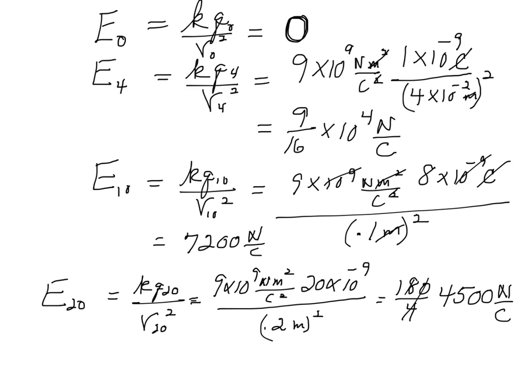Similarly for the E20, the 10 to the 9th, 10 to the minus 9 cancel. You have 9 times 20, that's 180, over 0.2 squared, that's 0.04, or 180 over 4, you can do that. Divide by 2, 90, divide by 2 again, 45. 45, this is squared, times 100, so 4,500. Again, see the units. I didn't do all the cancellations, I should show that. There's a coulomb that I didn't cancel, and there's the answer.